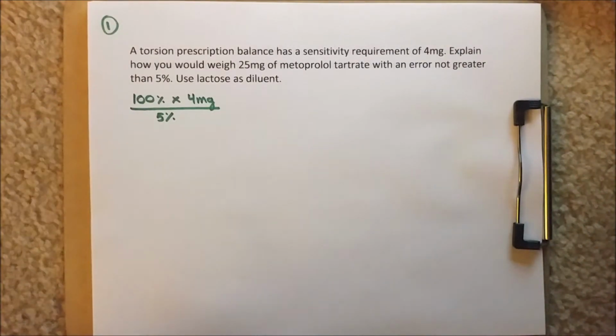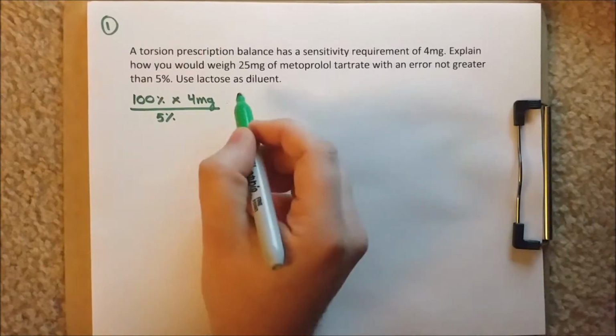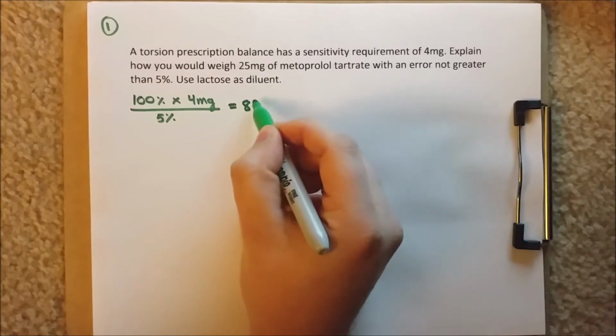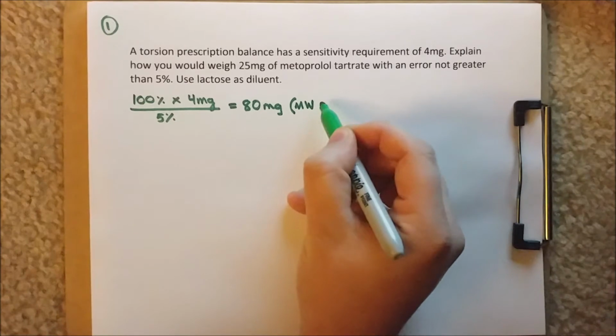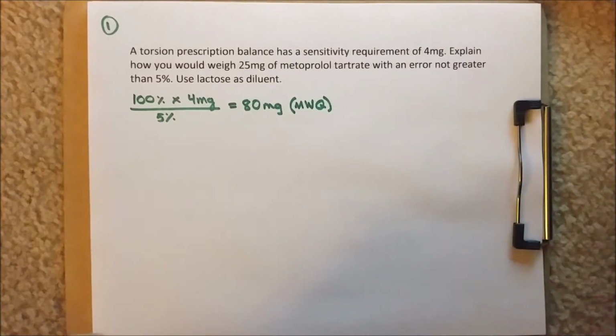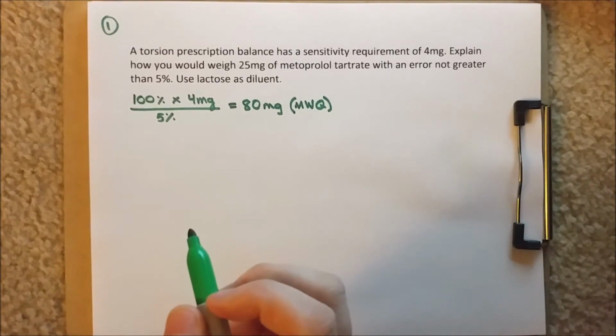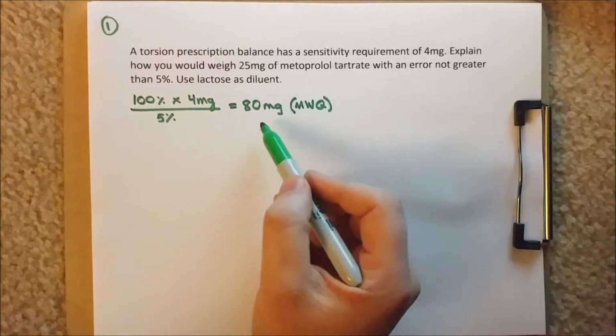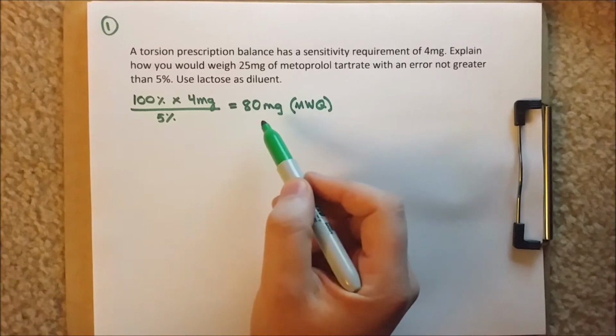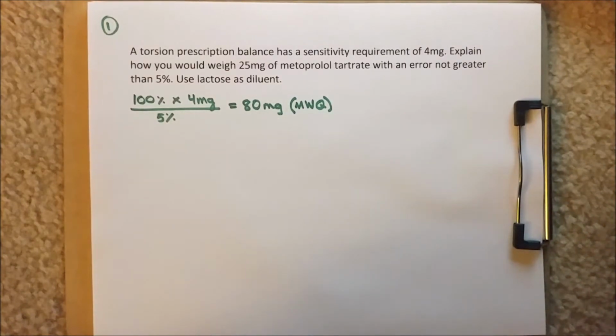That is 100% times 4 milligrams, which is our sensitivity requirement, divided by 5%, which is the error we have in this problem. So calculate that, and it equals 80 milligrams. I like to go ahead and label this our minimum weighable quantity, just so we know what it is later on. Now, because we need 25 milligrams of metoprolol, and our minimum weighable quantity is 80 milligrams, we'll definitely need to use the aliquot method here.